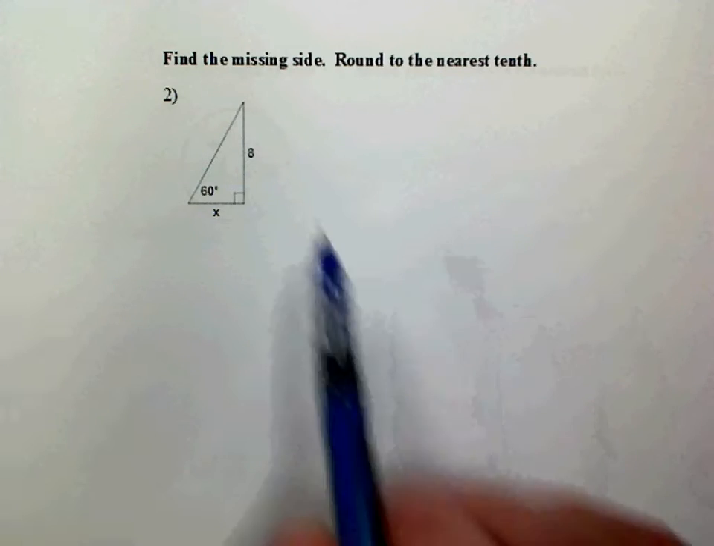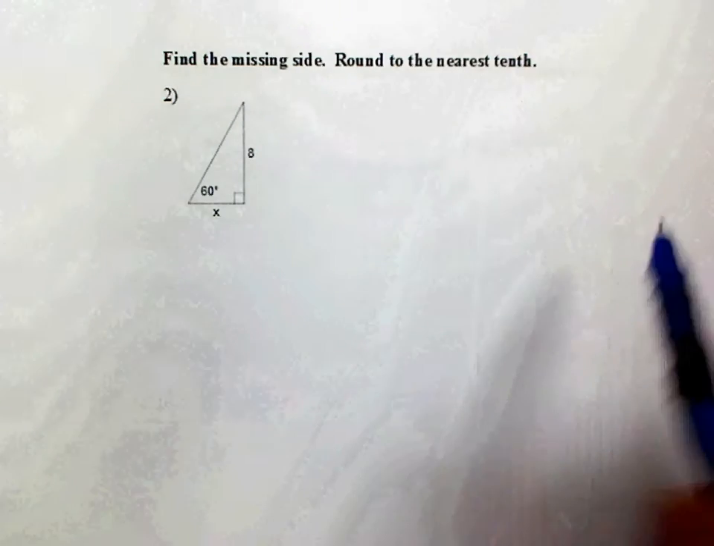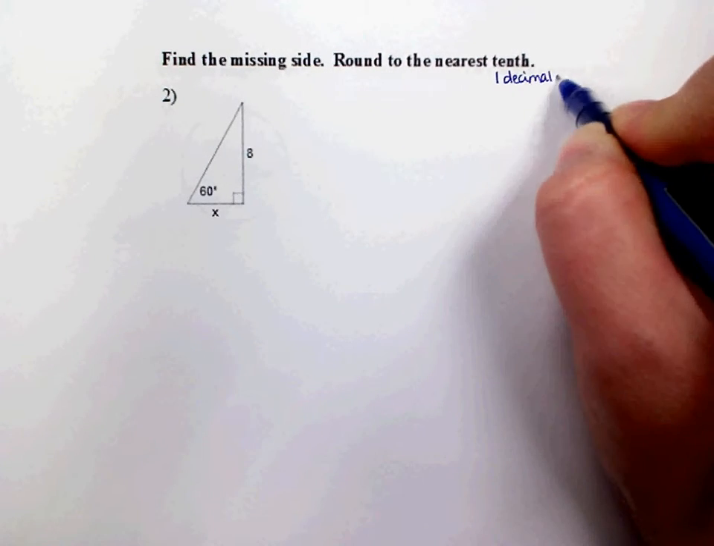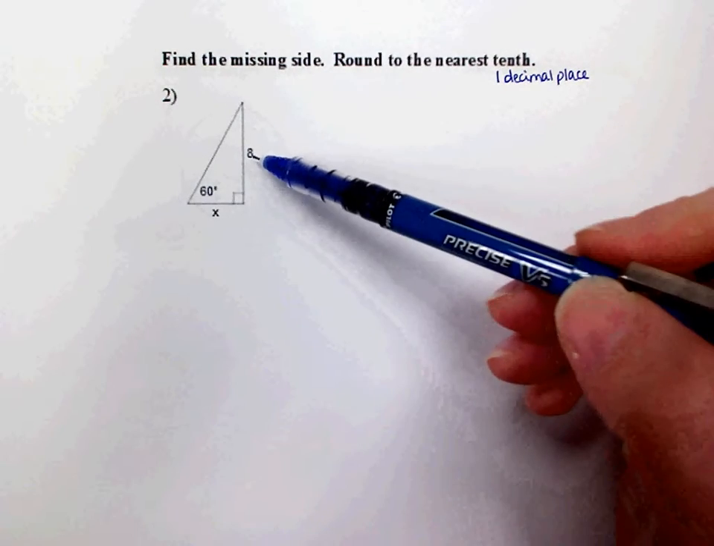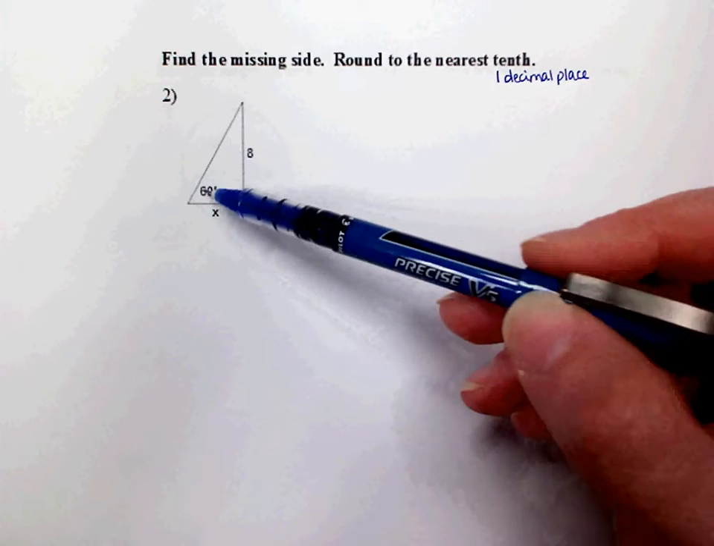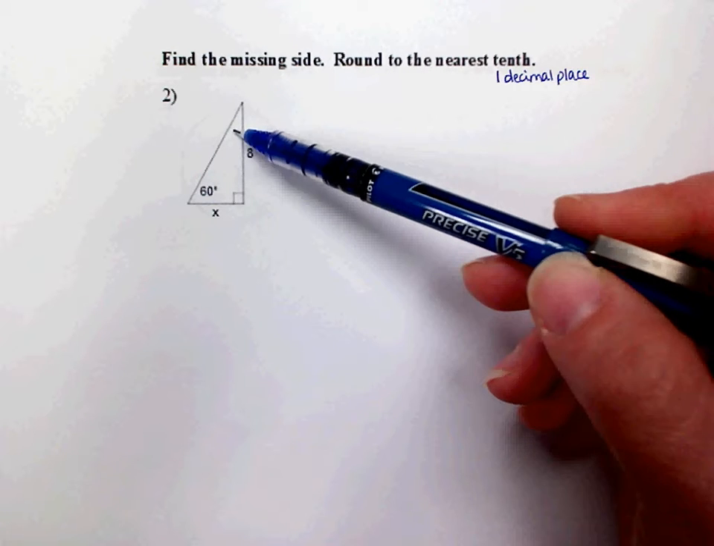On number 2, we're finding a missing side. Our directions tell us to round to the nearest tenth. Remember, that's 1 decimal place. So don't forget what we're rounding to. In the drawing, we're given one side, we're given 2 angles, so it'd be really easy to find this third angle. Since 60 and 90 give me 150, I know that has to be a 30-degree angle.